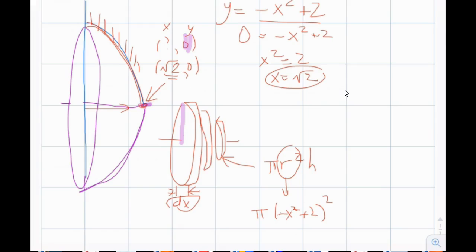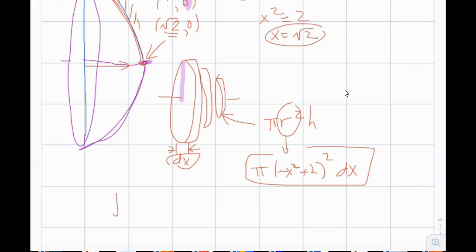How are we going to add up all the disks? We're going to do the integral of that expression. And we're going to do that integral between two limits along the x-axis. The first one is obviously going to be 0. And the last one is going to be this point here. Oh, we've already found it as square root of 2.